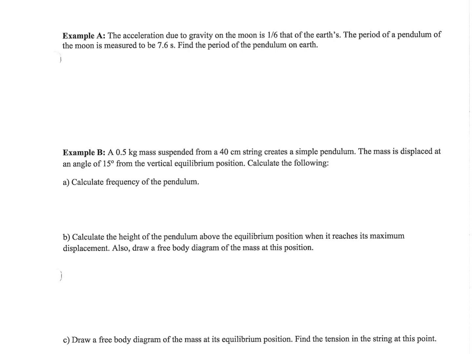Acceleration due to gravity on the moon is 1/6 that of the Earth, okay? The period of the pendulum on the moon is measured to be 7.6 seconds. All right. So we know gravity on the moon is equal to 1/6 gravity on Earth. Period on the moon is equal to 7.6 seconds. Okay. So let's find the length of the pendulum because we know this.